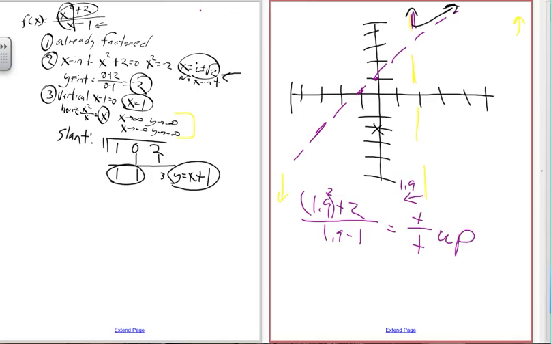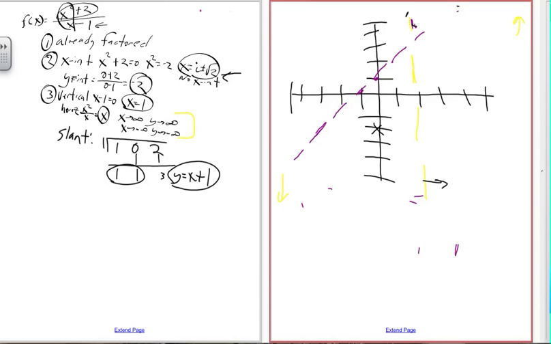Oops. I picked a point over here. I got the wrong one. I got the wrong thing. It said x equals 2. So this should be 0.9. x equals 1 is my asymptote, not x equals 2. So my vertical asymptote's over here. So let's pick 0.9.